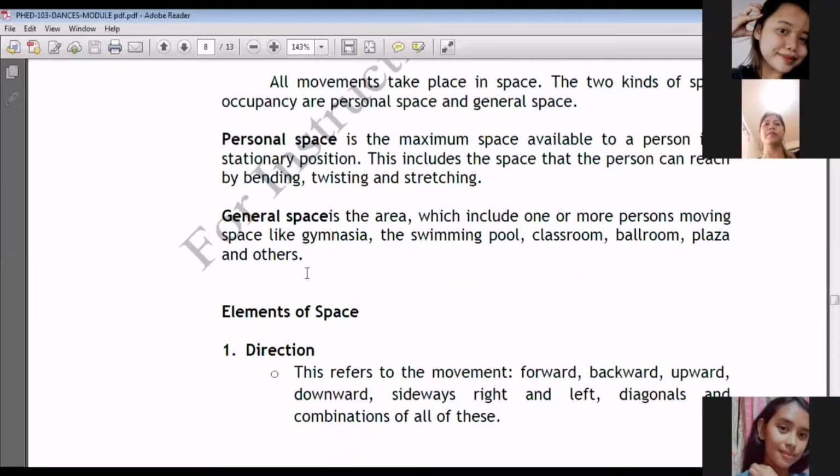Anyone? Hello? Hello? Ma'am, ano yun? Yeah, sure. Who is it? Krisha? Ma'am? Would you like to share your thoughts? Can you repeat the question, ma'am? Can you explain the difference between personal and general space?